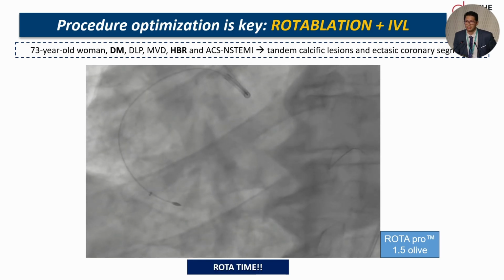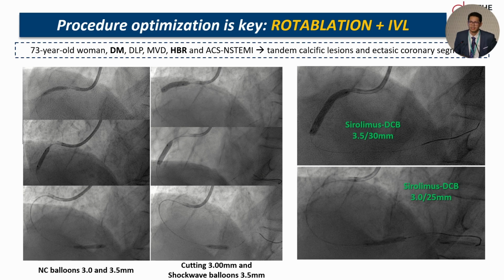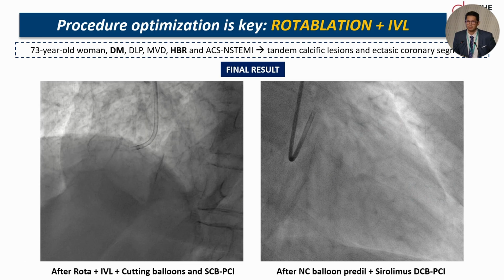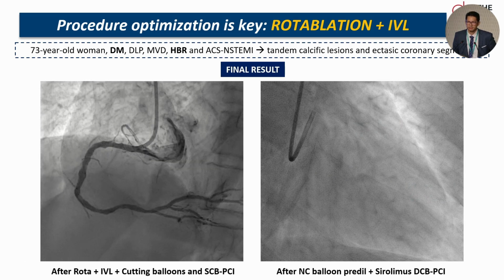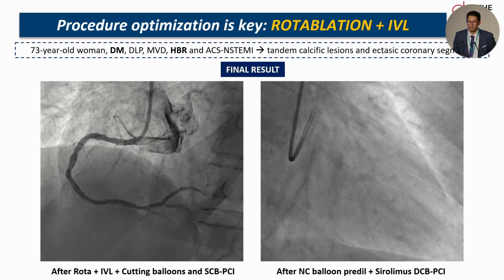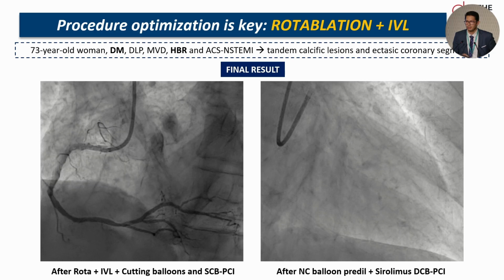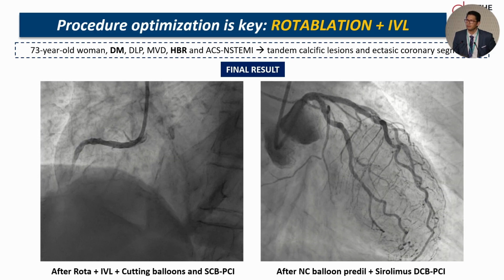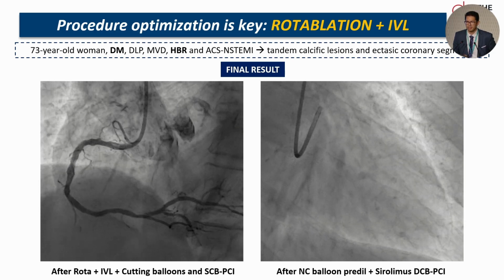Then after rota, we were able to advance and to do NC balloons, cutting balloon, and shockwave in the entire vessel. Then we painted the entire vessel with sirolimus coated balloon. And this was the result after lesion preparation. So it is possible. You need to use all the tools that you have in your cath lab in order to get a great lesion preparation. And the other lesion was a simple non-compliant balloon, DCB, and that's it, in the same patient.